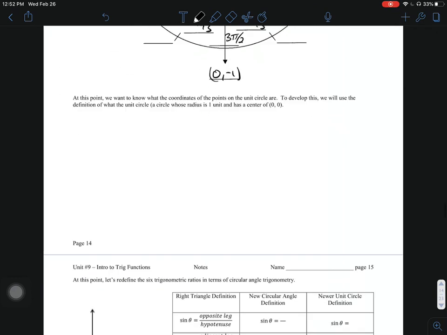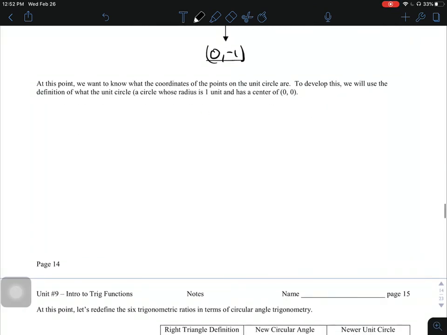Let's review some things that we know about special right triangles. This is just a portion of the unit circle that I'm drawing right here.